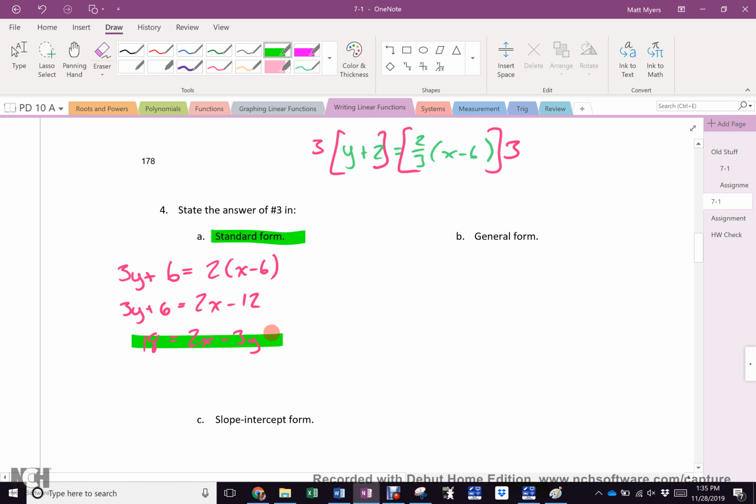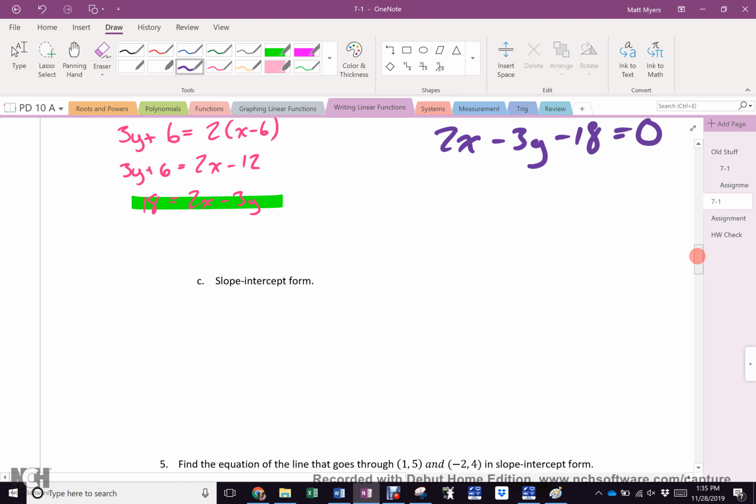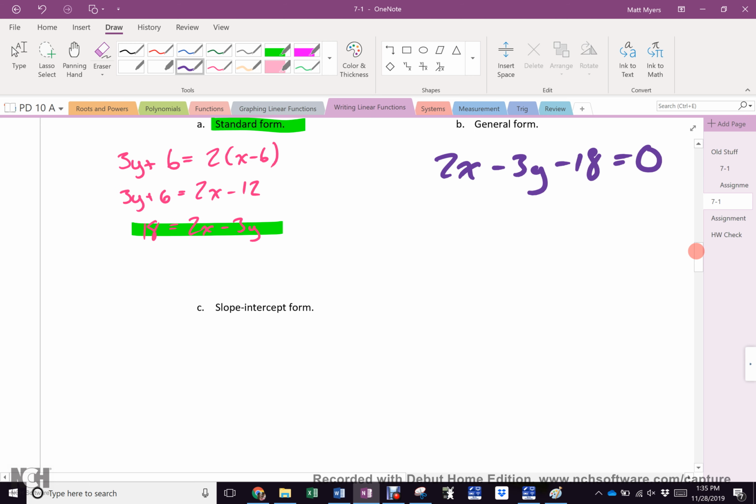Standard form. Does the 18 have to be on the right? No. General form? General form, yes, sir. 2x minus 3y minus 18 equals 0. Woo! And lastly, slope intercept.